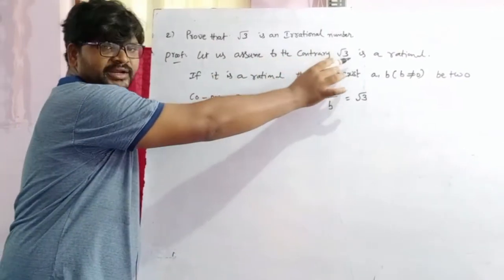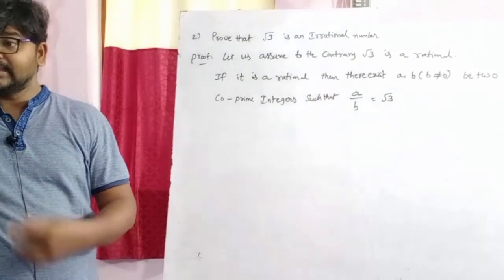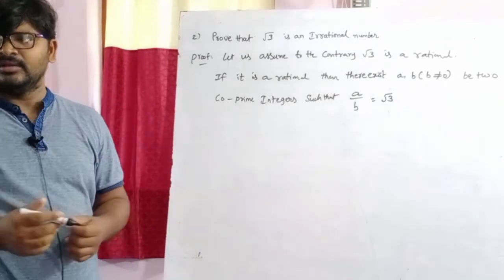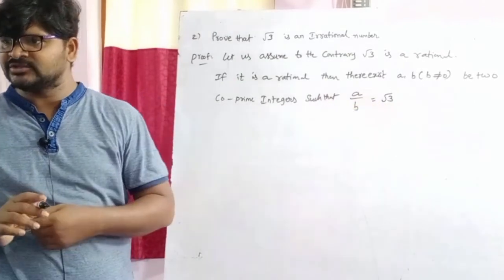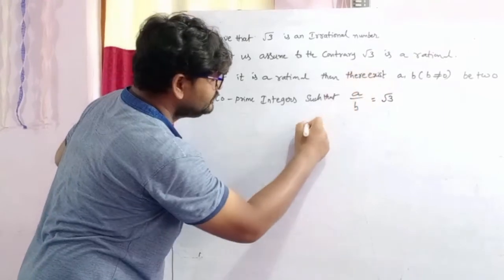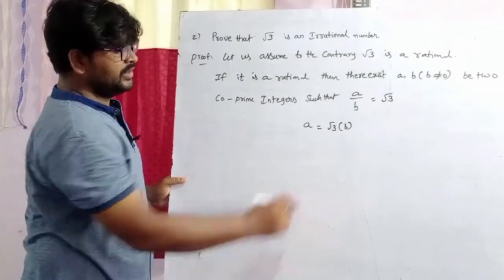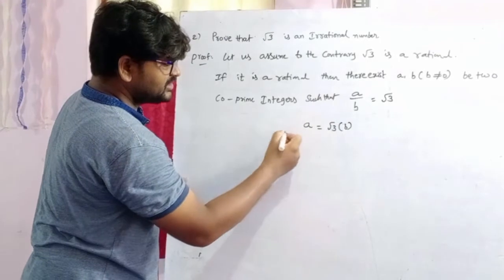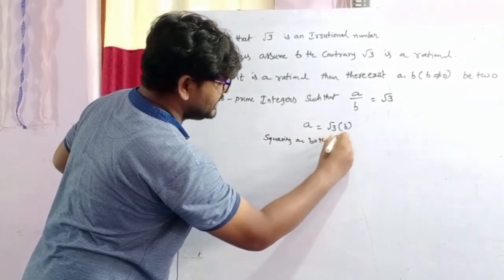Let us assume to the contrary, root 3 is a rational. If it is a rational, then there exist a, b, b not equal to 0, two co-prime integers such that a by b equals root 3. Next, here b is divided by, going to that side, multiplication. So a equals root 3 into b, root 3b. Next, squaring on both sides.